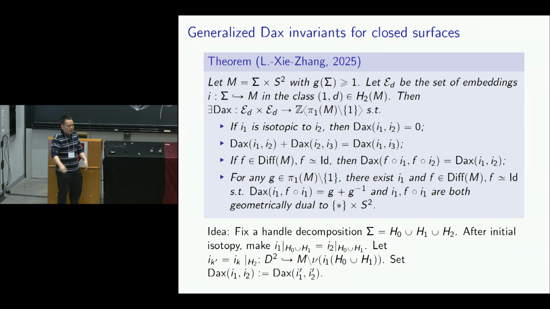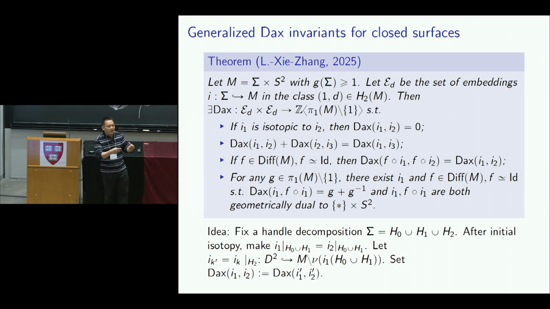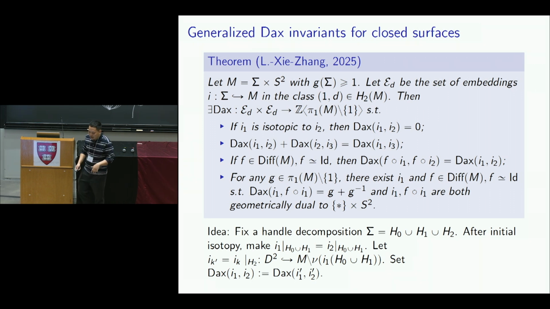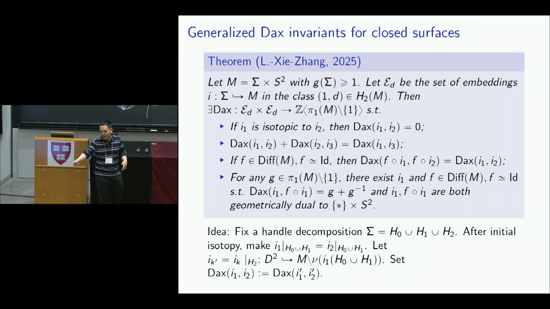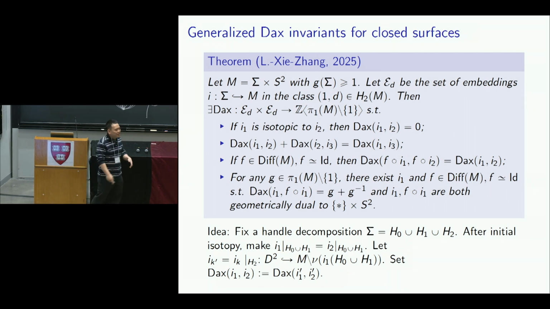We fix a handle decomposition. We decompose the surface into a 0 handle, 2g 1 handles, and a single 2 handle. We do an isotopy so that the two embeddings coincide on the 0 and the 1 handles. Namely, they only differ in a very small two-dimensional disk. Then we remove the tubular neighborhood of the 0 and the 1 handles, and by doing this we get embedded disks in the complement. Then we define the Dax invariant in the most naive way: just define it to be the relative Dax invariant of the disks.